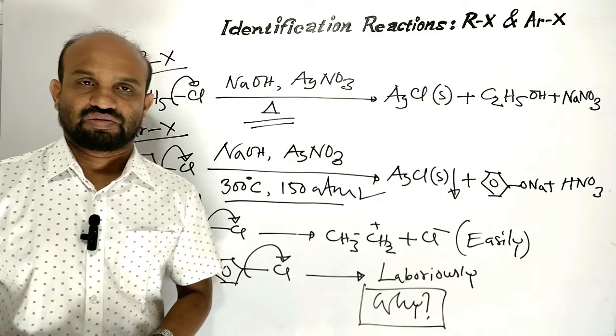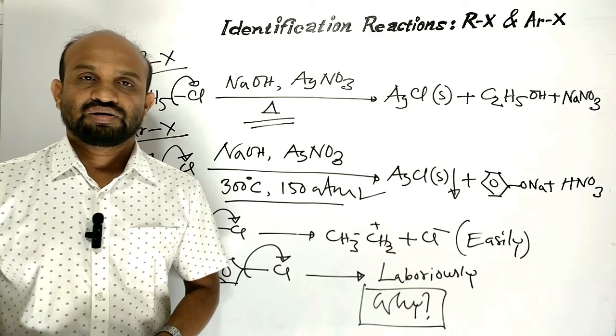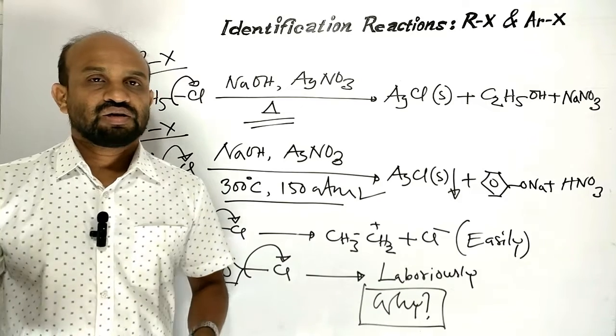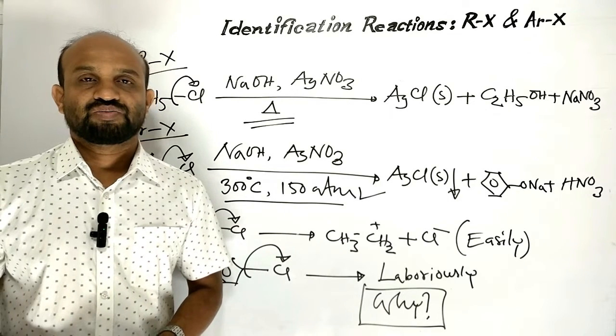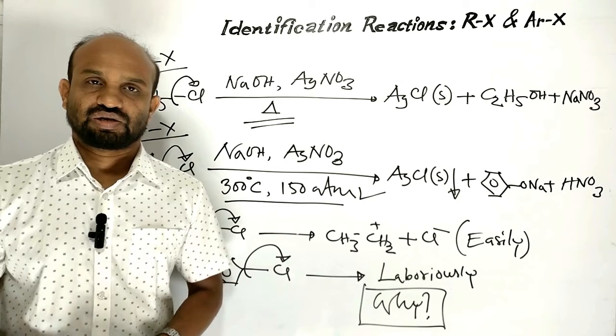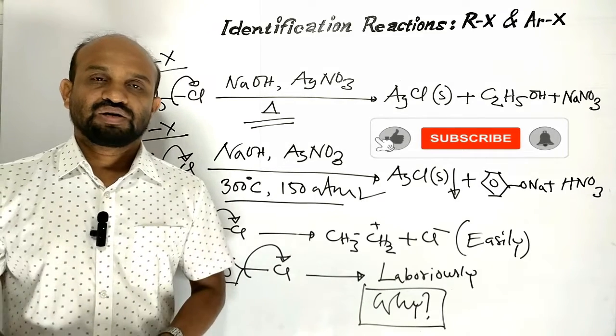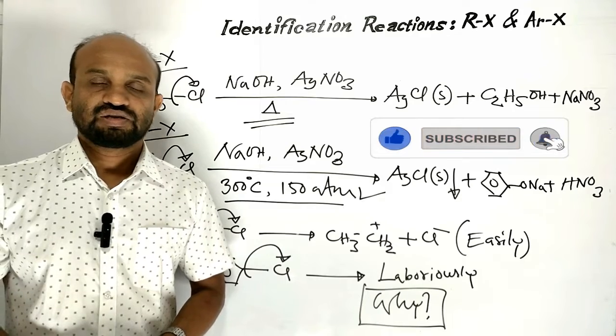This is today's lesson. Alkyl halide forms a white precipitate of silver chloride easily, but aryl halide forms a white precipitate of silver chloride laboriously. What is the reason behind this? This will be explained in detail in the next lesson.